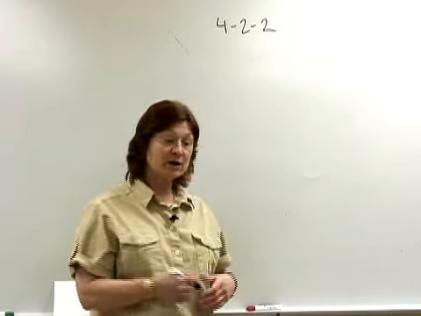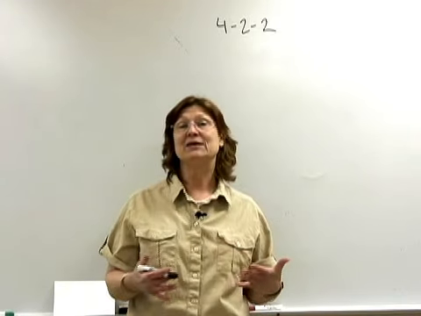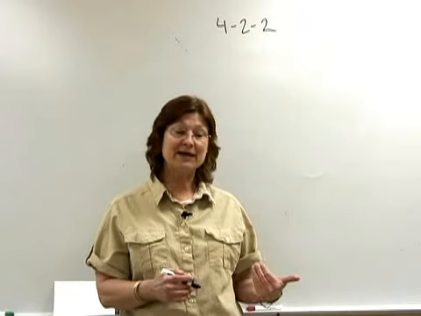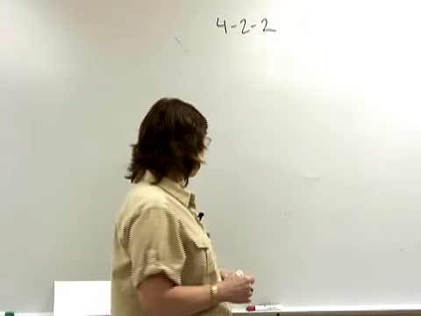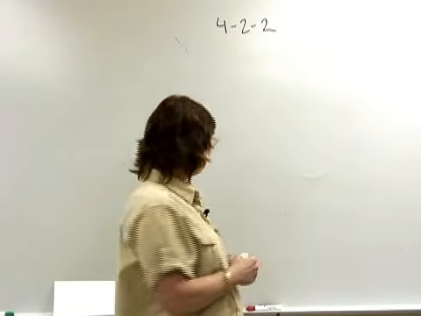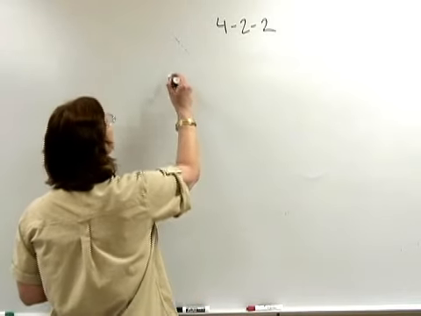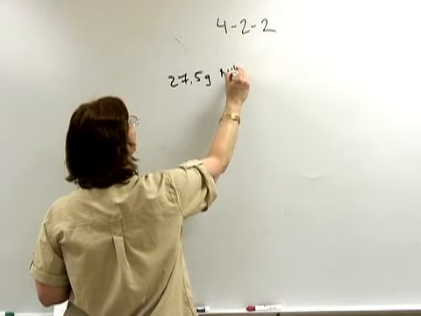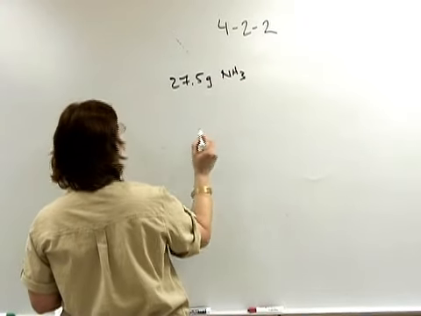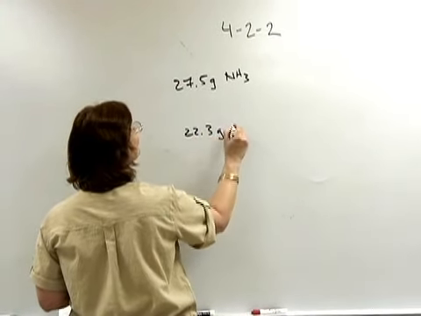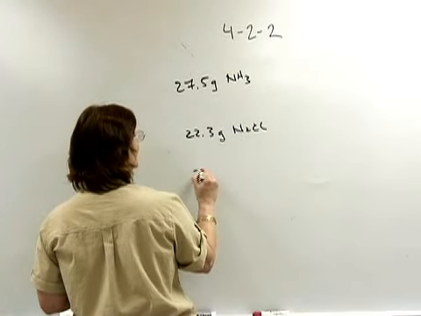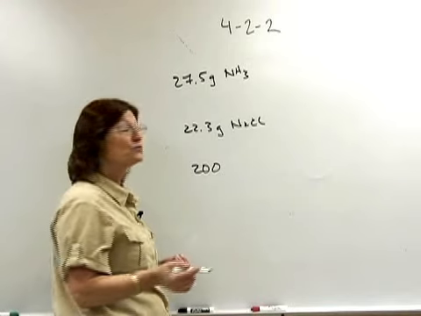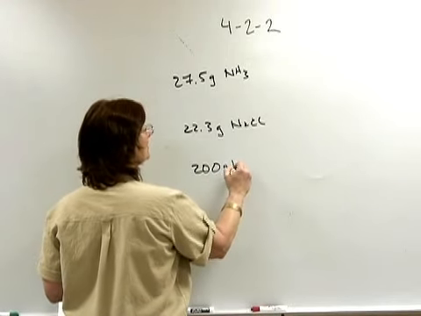Now, what I want to do is take a look at the worksheet Topic 14, Worksheet B, and the sample problems. In the very first sample problem, we are given 27.5 grams of ammonia and 22.3 grams of sodium chloride and 200 milliliters, and when we're talking about water, 1 milliliter equals 1 gram, therefore I have 200 grams of water.